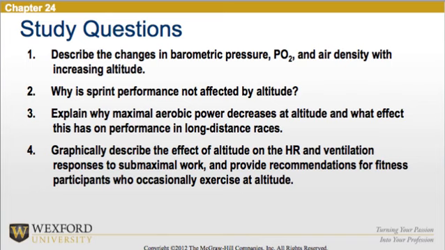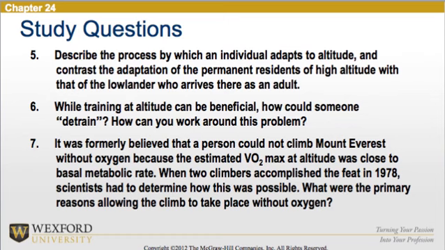4. Graphically describe the effect of altitude on heart rate and ventilation responses to submaximal work, and provide recommendations for fitness participants who occasionally exercise at altitude. 5. Describe the process by which an individual adapts to altitude and contrast the adaptation of the permanent residents of high altitude with that of a lowlander who arrives there as an adult. 6. While training at altitude can be beneficial, how could someone detrain? Also, how can you work around this problem?